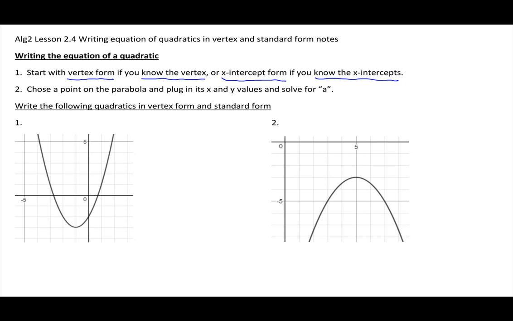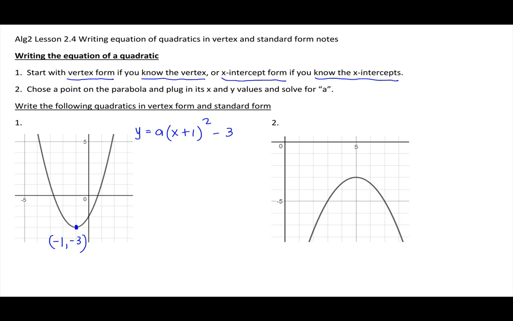So let's take a look at number one here. The vertex looks like it's going to be -1, -3. Since I know the vertex, I'm going to use vertex form and plug in the vertex. Now we don't know the a, so we'll just write a there. x, and remember for the x we do the opposite sign, so x + 1 squared, and then we have -3. So we just plug the vertex into vertex form.